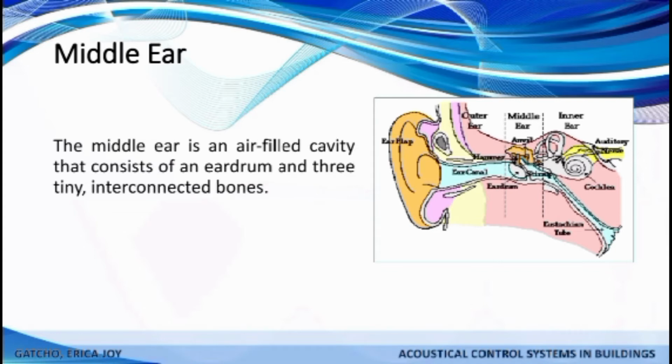Middle ear. The middle ear is an air-filled cavity that consists of an eardrum and three tiny interconnected bones. The three tiny interconnected bones are the hammer, anvil, and stirrup. It acts as a lever to amplify the vibration of sound waves.